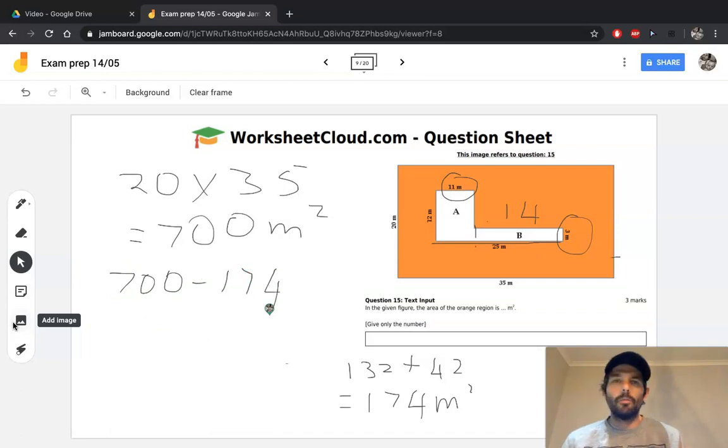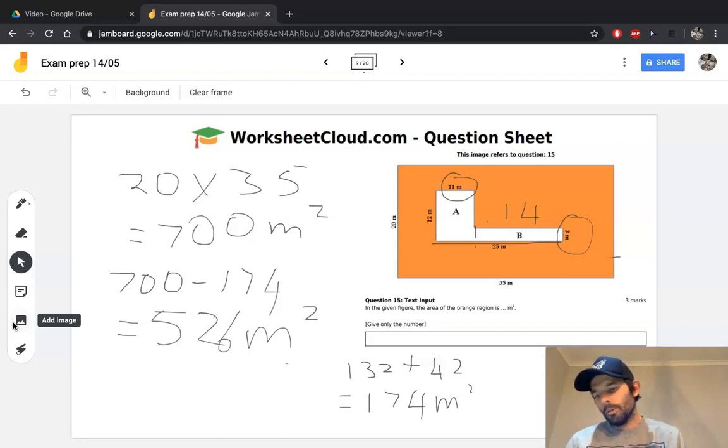Okay, and we know 700 minus 100 is 600. 600 minus 70 is 530. 530 minus 4, 526 meters squared. Okay, so work out the area of the orange shape, work out the area of the compound shape within the orange shape by splitting it up into two different rectangles, and then subtract the area of the white compound shape from the area of the orange shape.